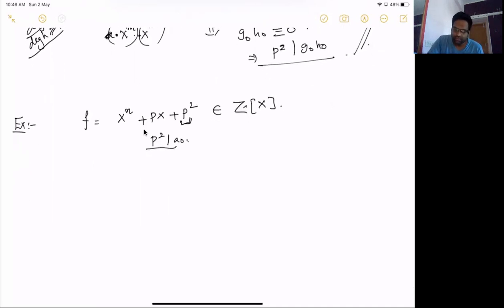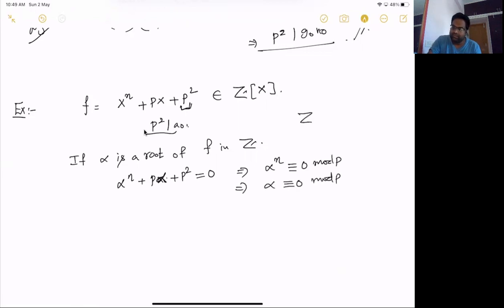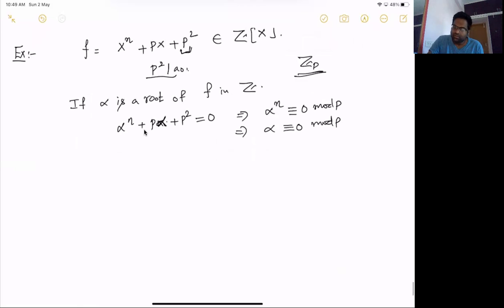First, observe that if alpha is a root of f in Z, that means alpha^n + p alpha + p^2 = 0. If you take mod p, this becomes alpha^n is congruent to 0 mod p. This implies alpha is congruent to 0 mod p, because Zp is a field, and therefore in particular a domain. So alpha is of the form k times p for some integer k.